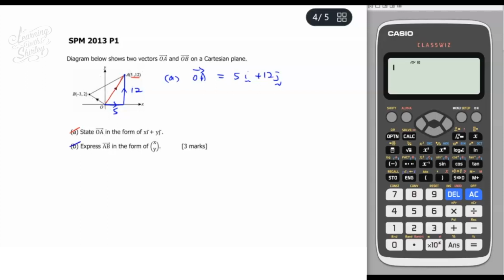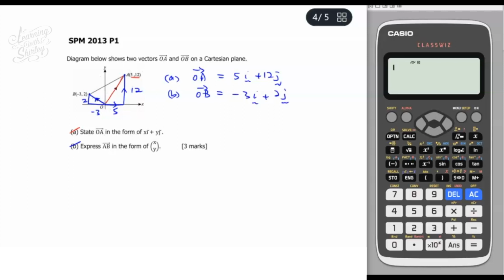Then for B, express AB. We need to know what OB is. We can get it from the Cartesian plane. OB is this one. It goes to the left as much as negative 3, and then it goes up 2. So for B, I write down what OB is first. Vector OB is negative 3i plus 2j.